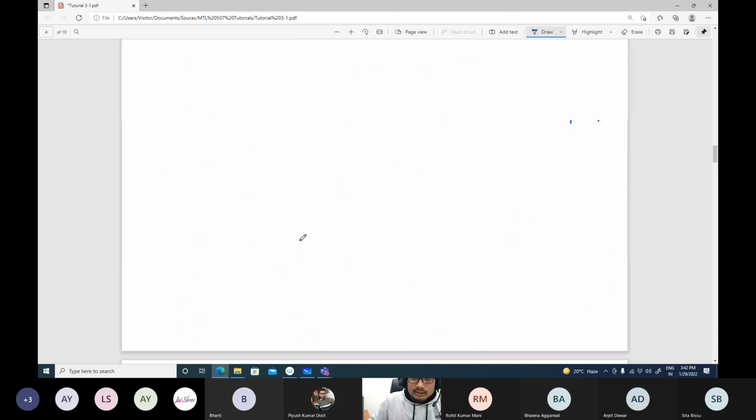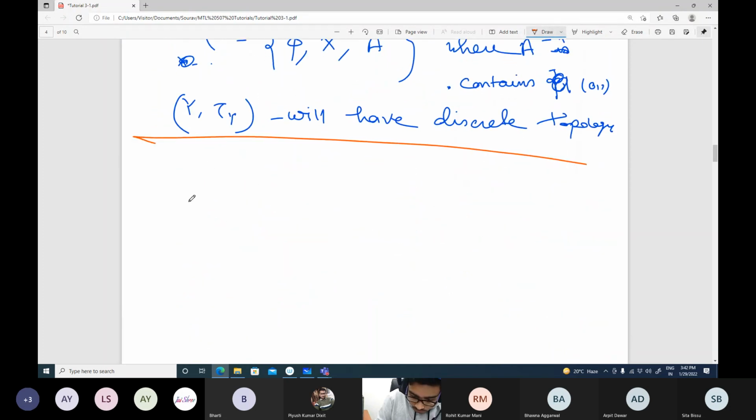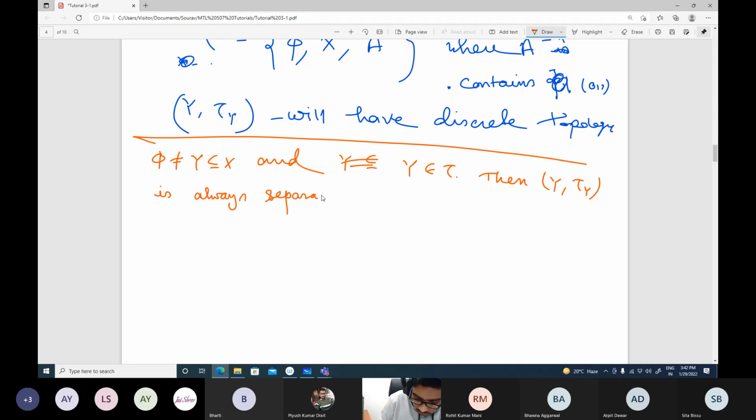Okay, now let's come to this problem. So suppose now that your space Y is open. So take empty set not equal to Y subset of X, and Y belongs to tau. Then we will prove that this (Y, tau_Y), this subspace topology, is separable whenever (X, tau) is separable. Always is not a good word here.